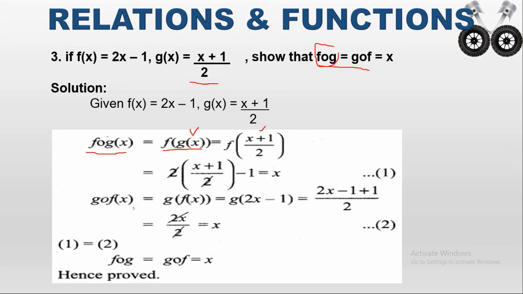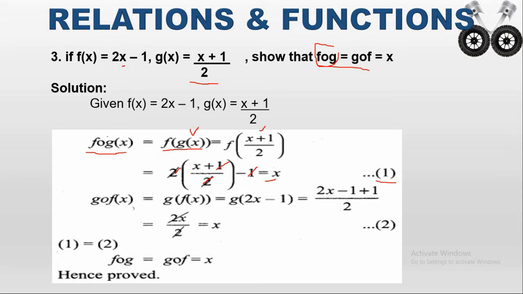So in f of x, wherever the x is, you have to substitute the value x plus 1 by 2. So it can be written as 2 into x plus 1 by 2 minus 1. So here 2 and 2 are cancelled. So the remaining factor is x plus 1 minus 1. Again plus 1 and minus 1 are cancelled. The answer is x. So that should be written as equation 1.